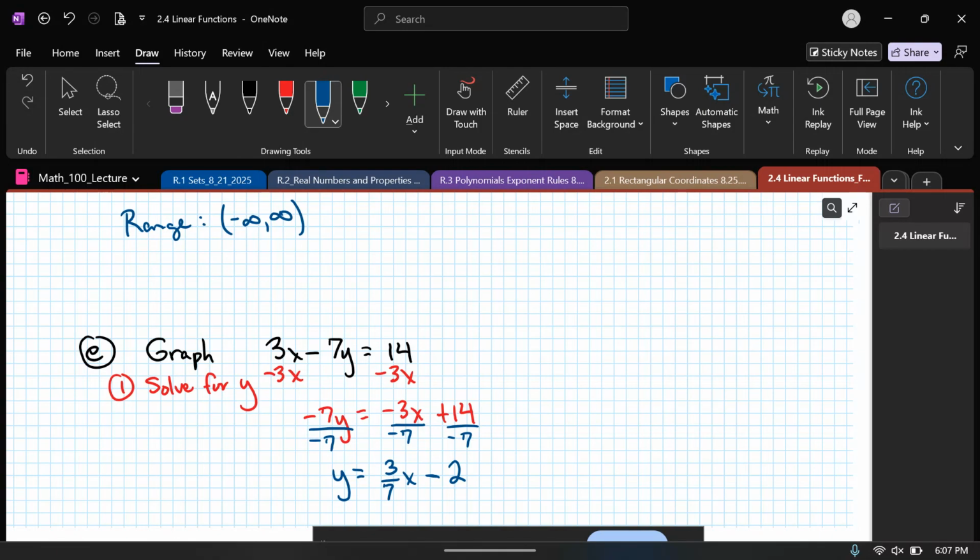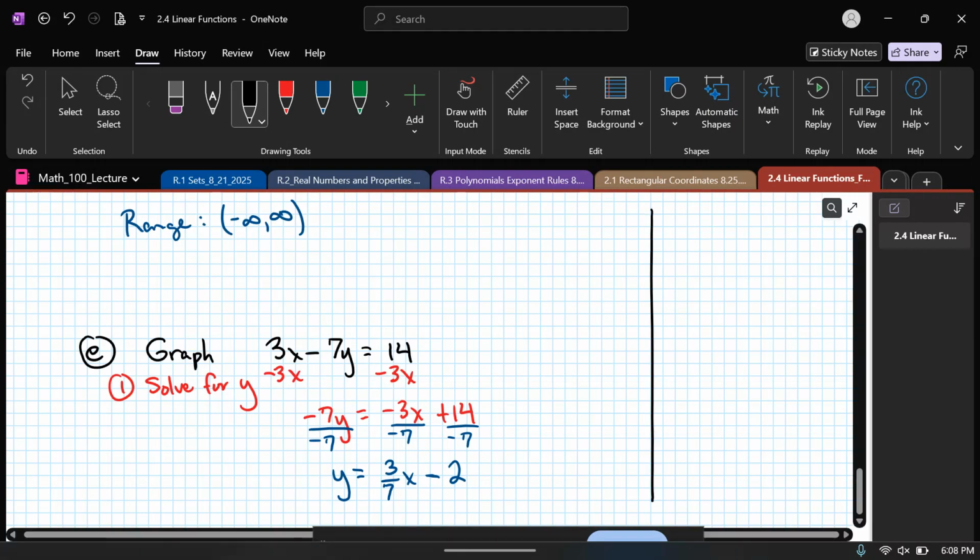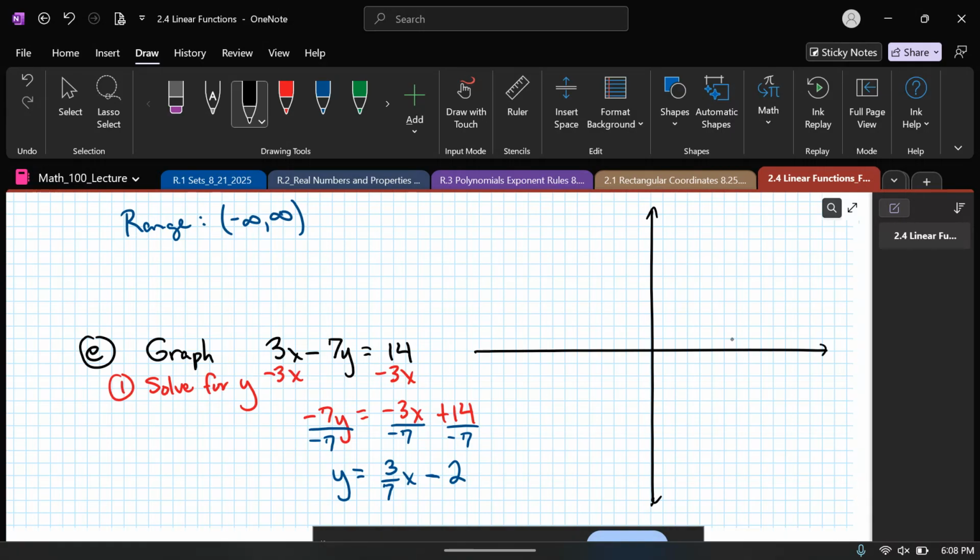Okay. So I can put that on the coordinate plane. I'm just drawing myself a little coordinate plane over here. My first dot is at -2. Up 3, right 7. 1, 2, 3, 4, 5, 6, 7. I could also go which way? Down 3, left 7. 1, 2, 3, 4, 5, 6, 7. And there I have graphed that equation.